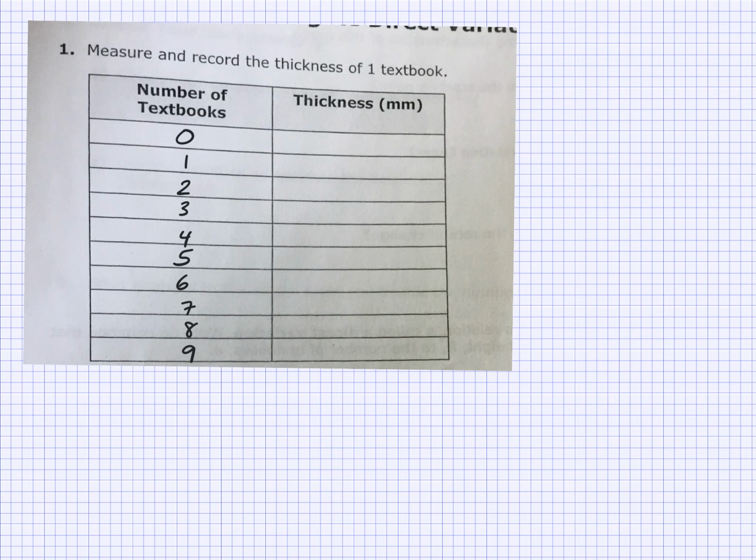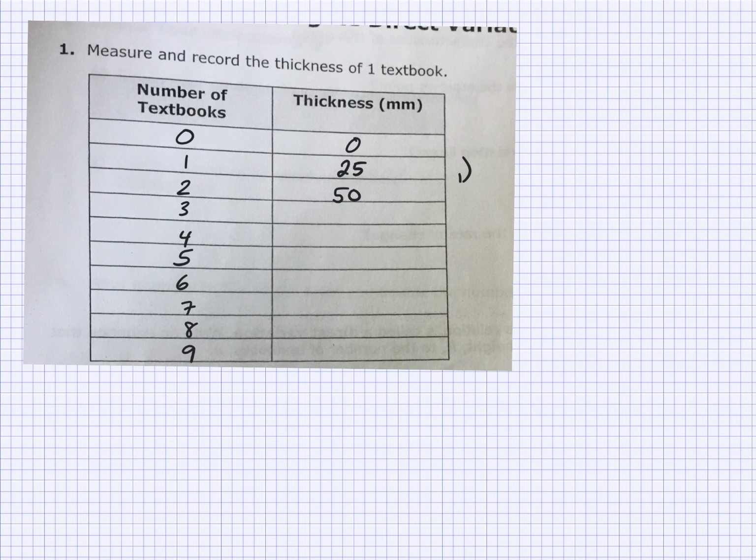Okay, so we're looking at the thickness of a textbook. If you don't have any textbooks to measure, what's the thickness? 0 millimeters, right? One textbook. What did you measure is the thickness of one textbook in millimeters? 25 millimeters. What happens if you stack another textbook on top of that? It would be 50 millimeters total.